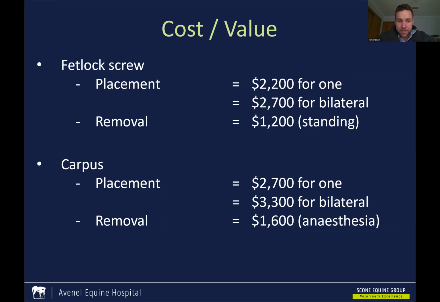The carpus, we prefer to take the plates out under a quick anesthesia. And the cost for placing the plate with the 2 screws is listed there, about 2,700 for one and 3,300 for both. And so cost and value does play a role in whether or not surgery is an option.